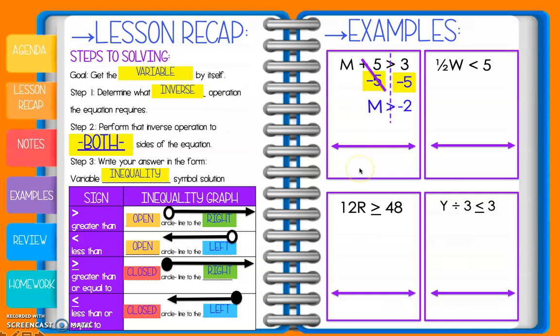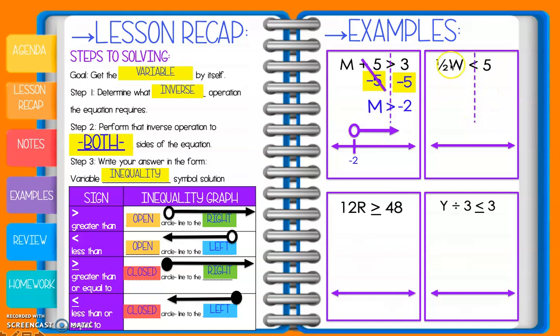And now we're going to graph it. So on my number line, I'm going to mark negative 2. It is greater than, so I have an open circle. Since it's greater than, I'm going to have an arrow to the right. Okay, so there is my solution set.